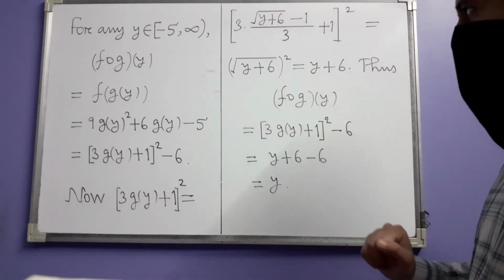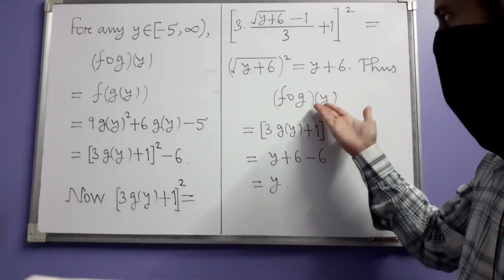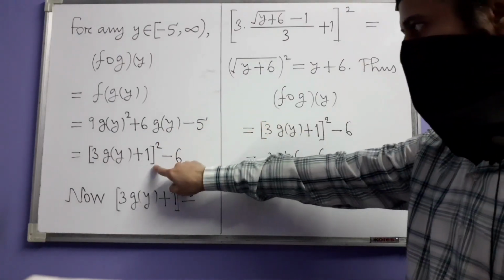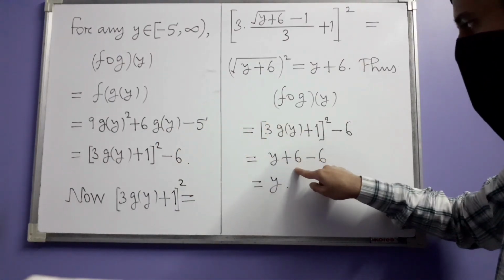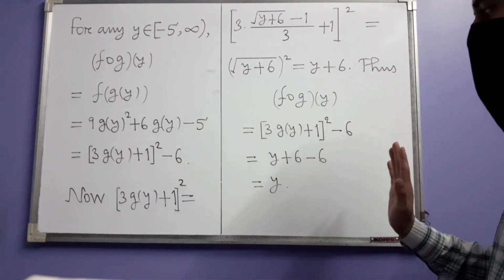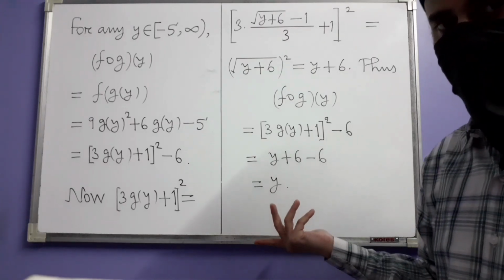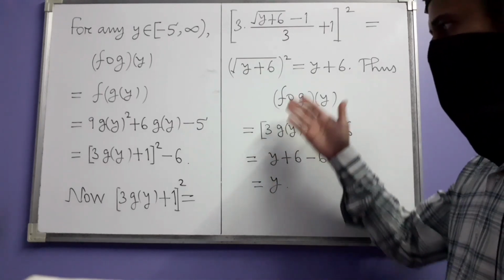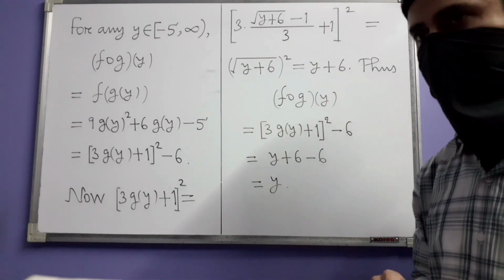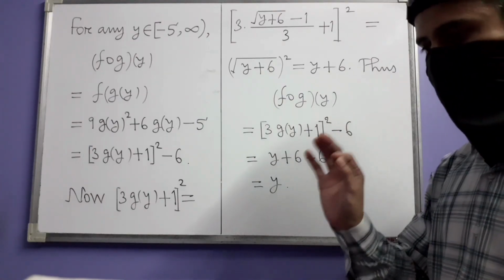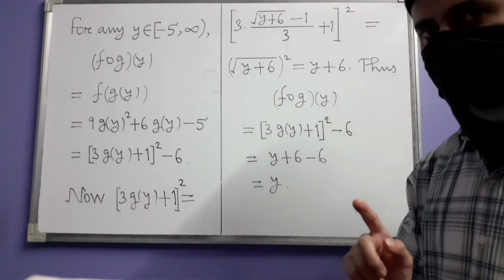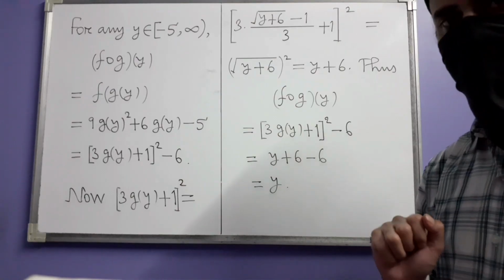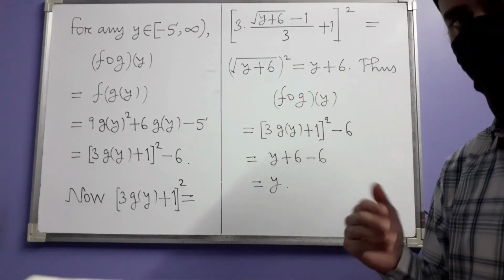Because of this fact, f composite g of y, which is this, now becomes y plus 6 minus 6. So that way you are getting y. And that is why, because of this one and the previous calculation, f is invertible and its inverse is the function g. Please write this last line and complete the solution.